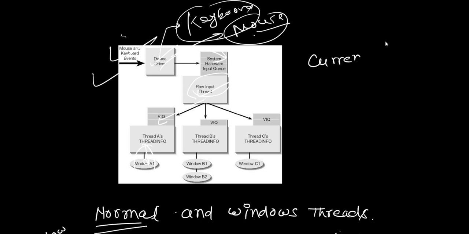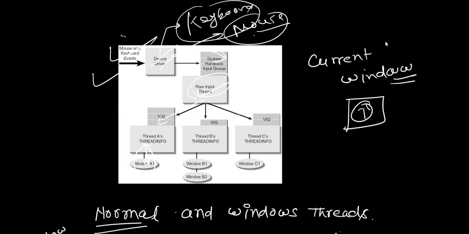Current window means the active window. Whatever active window you are using, whatever window is on the top, that is the only one for which the mouse has been clicked. It's a very simple thing. So the raw input thread checks which window is on the top and what the associated thread ID is. After getting the associated thread ID, it simply puts the mouse message or the keyboard message into the virtualized input queue of that thread, and that thread then calls the appropriate callback function to perform the operation it needs to perform on that particular event.